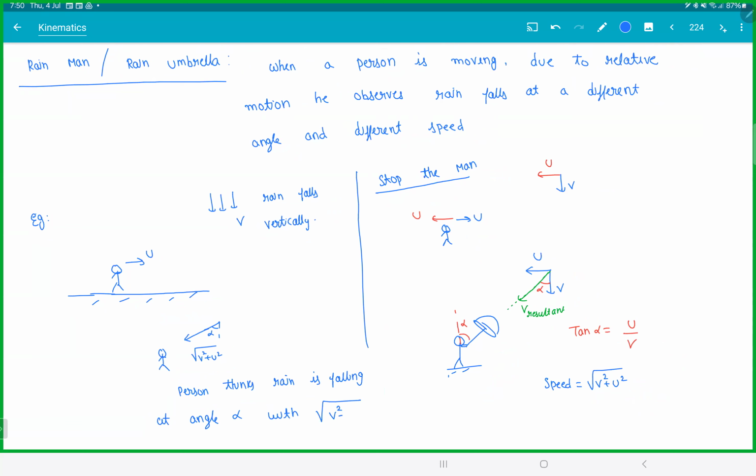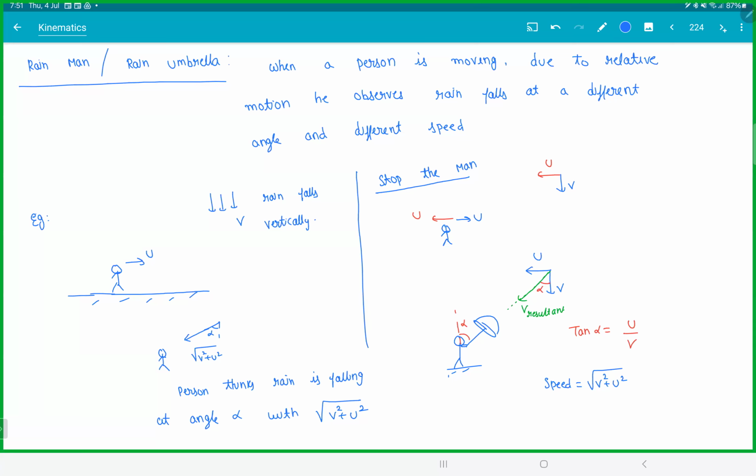So in reality, the rain is actually falling with v only. But it is your relative motion. You start thinking this is what is happening. Is this clear, everyone? This is what we do in relative motion, isn't it? This is what the person will start thinking. But if you ask me, this is the whole theory of Rainman.